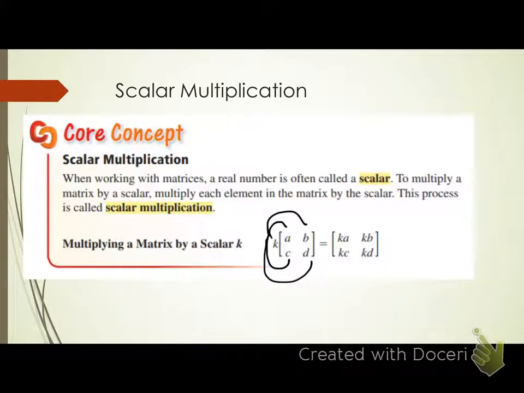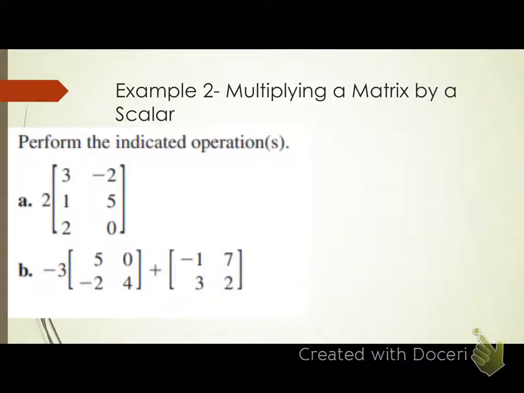You're just multiplying it. So once again, pretty simple. It's a normal operation we're used to dealing with. It just looks a little bit different with all these matrices. So let's go ahead and jump into some examples. Perform the indicated operations. So I have 2 times this matrix right here.